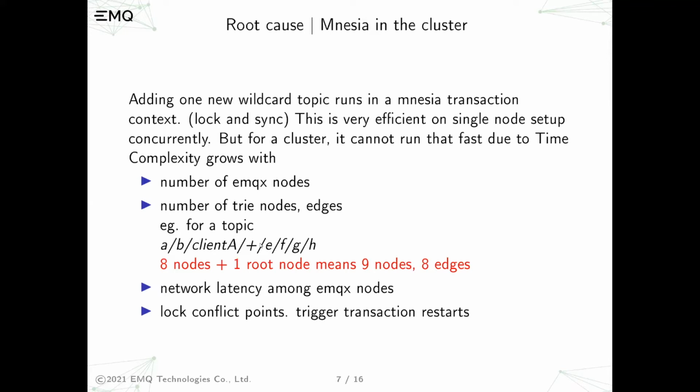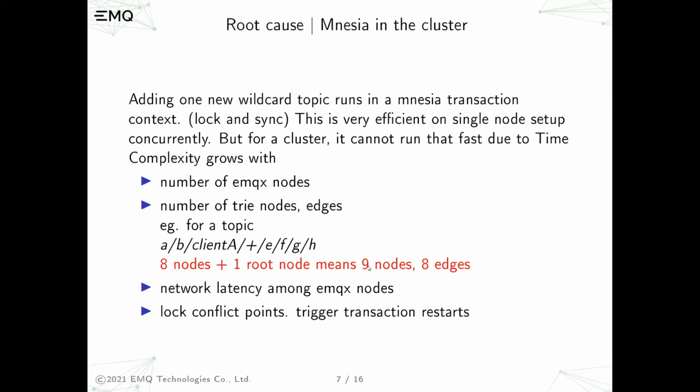Okay, then the second factor is the number of levels in the topic, which turns into the number of nodes of a trie tree, or the nodes and the edges in the trie tree you need to update. So for example, for this topic, there are like 8 nodes, plus 1 root node, and that tends to be 9 nodes and 8 edges.